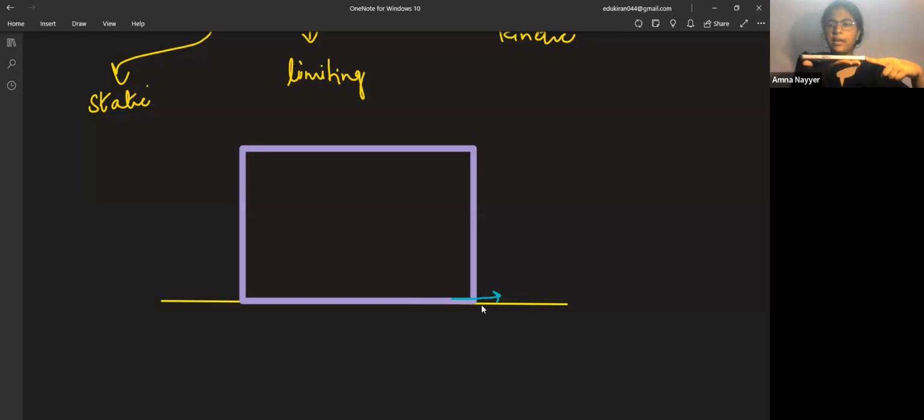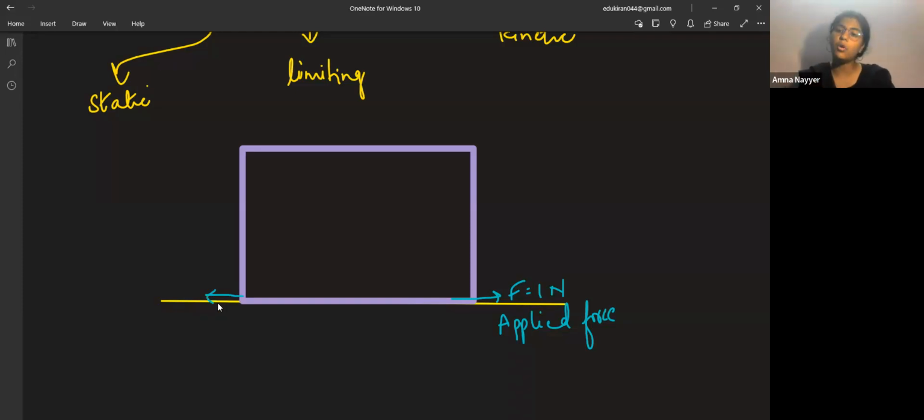Now I have applied a force of 1 Newton. Let's say F is equal to 1 Newton. This is my applied force. Though I have applied 1 Newton of force, I'm seeing the body is not moving. What is happening to the frictional force now? Force is being applied, the body is not moving. There will be a frictional force in the opposite direction with a magnitude of 1 Newton only. This is the frictional force opposite to the applied force.